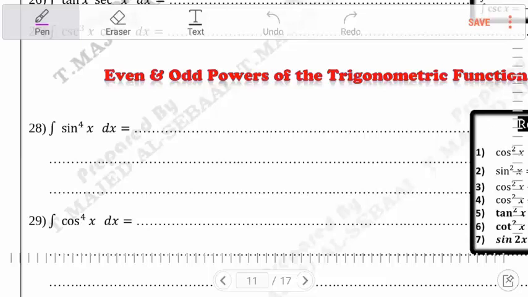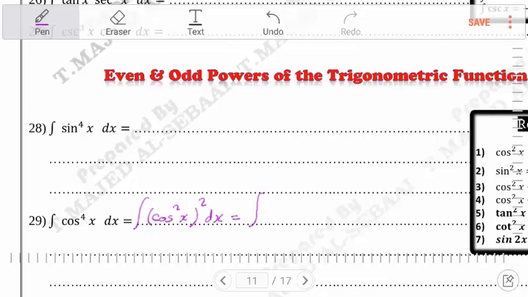29, it is cosine to the power 4. And as you remember, there is no rule for cosine to the power 4. But I can write it like this: cosine to the power of 2x, all to the power of 2, dx, equals integration.